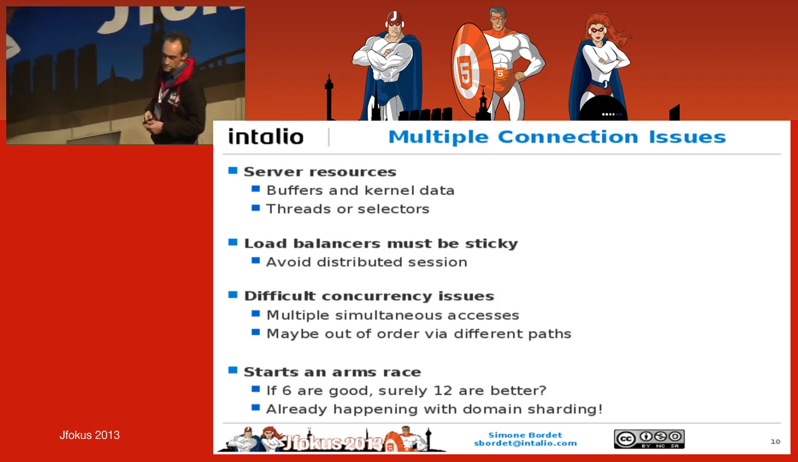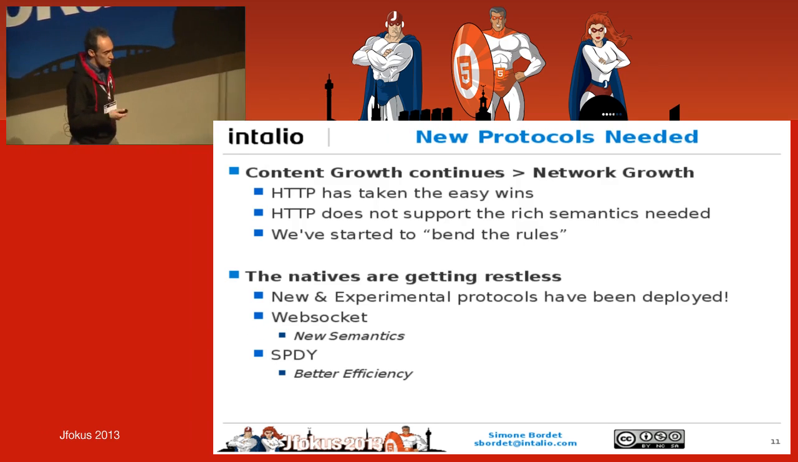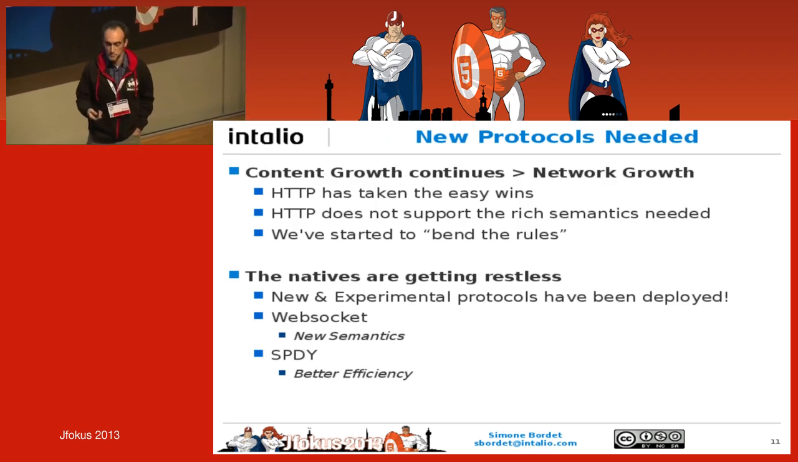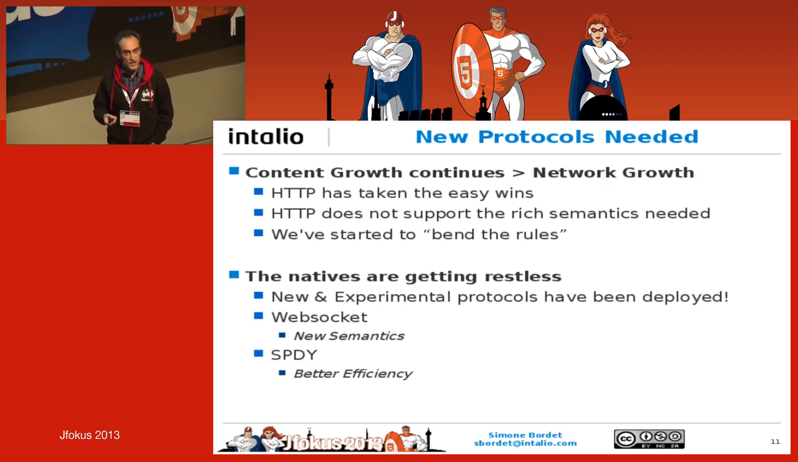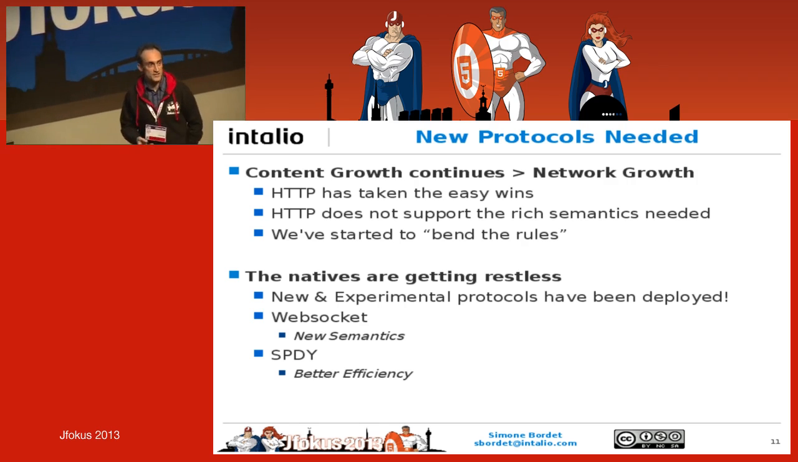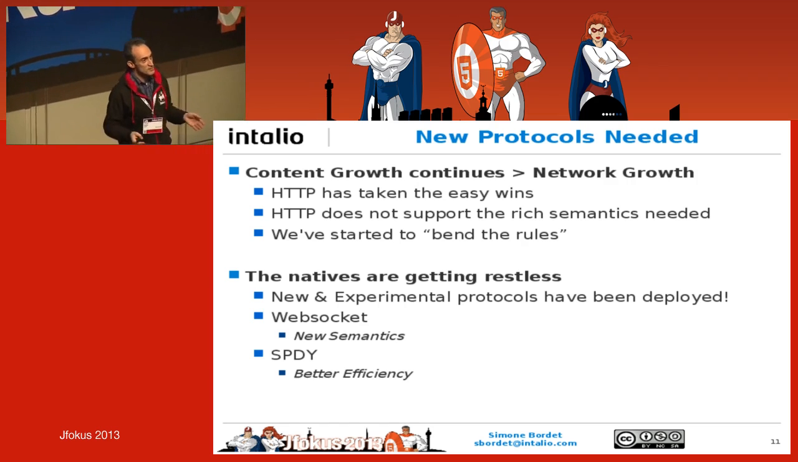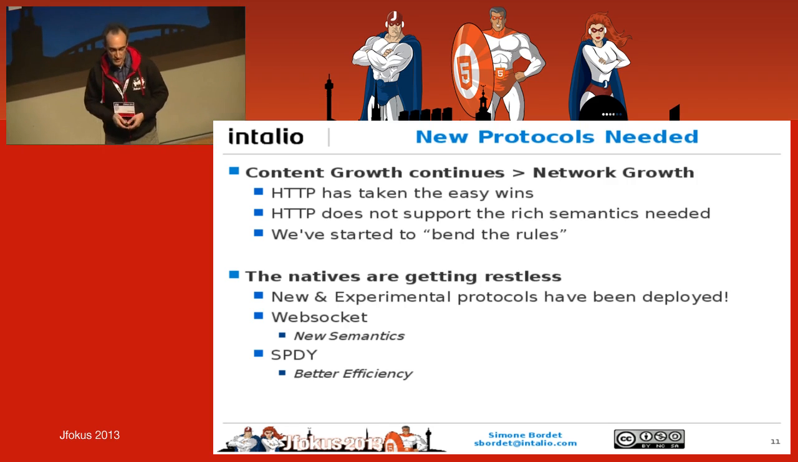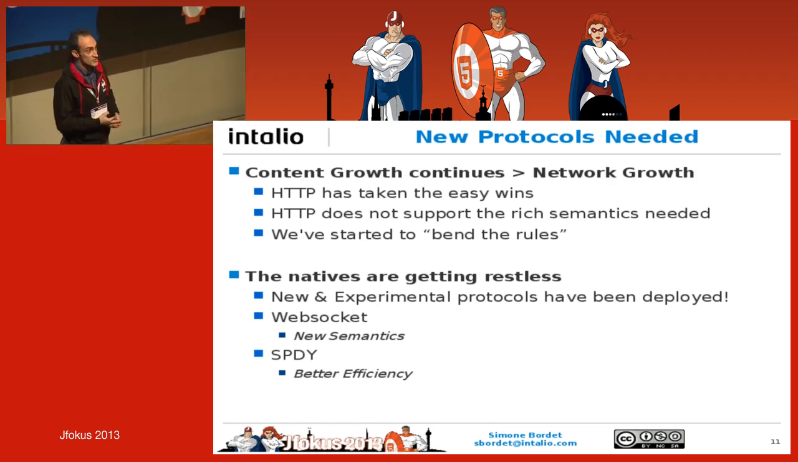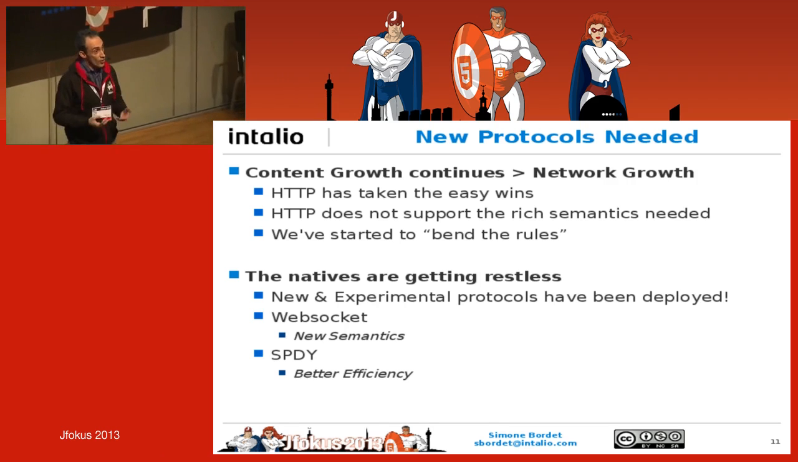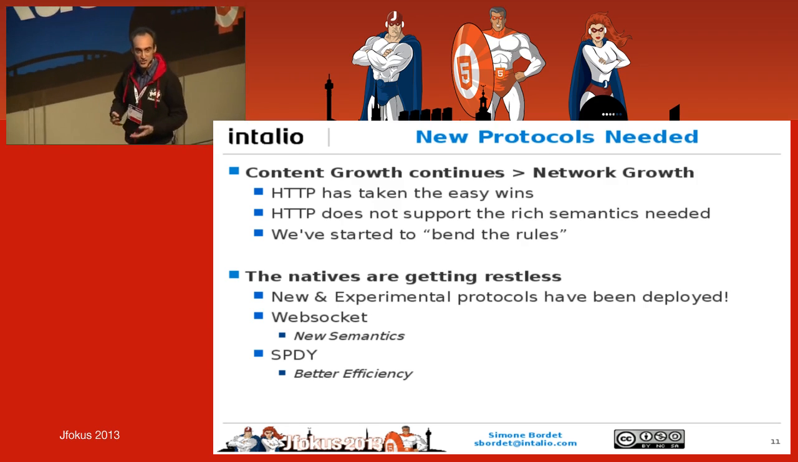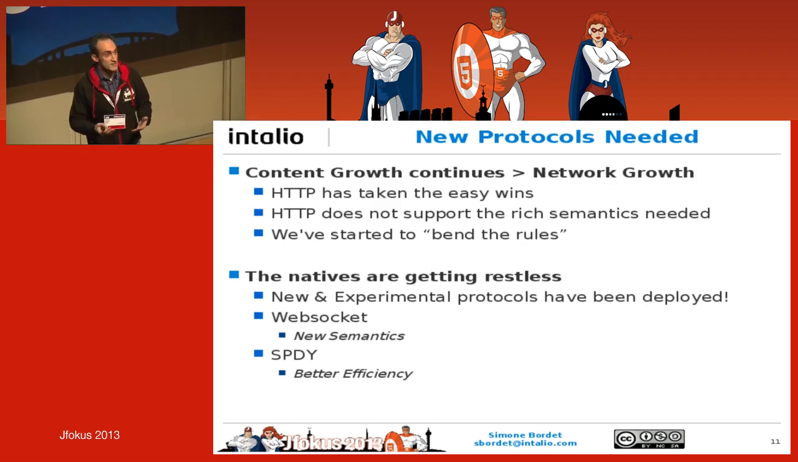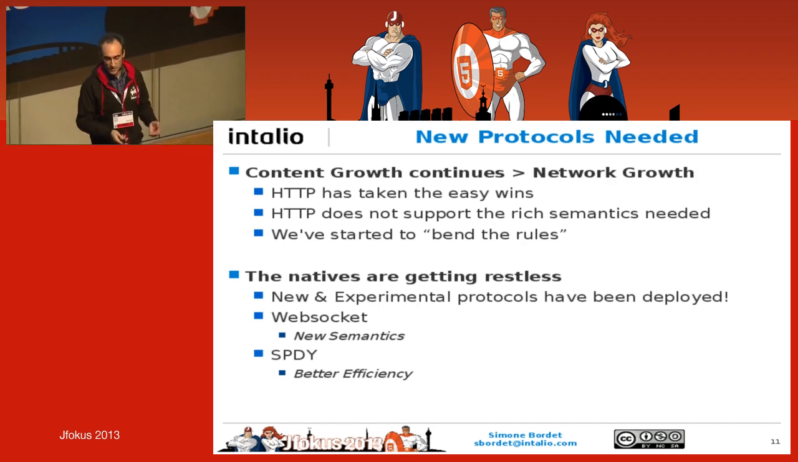All right, so it's clear now that the web content growth will continue to grow bigger and better than the network growth. We've taken all the nice wins in the network growth, and especially we're limited by the speed of light. We cannot go faster than that. So at a certain point, we will hit a limit on the network. HTTP, the protocol itself, has already been modified to take the easy wins. Not only that, it has been bent to actually try to deliver today's web content. So we're starting to bend the rules. We tried pipelining. Oof, that didn't work.